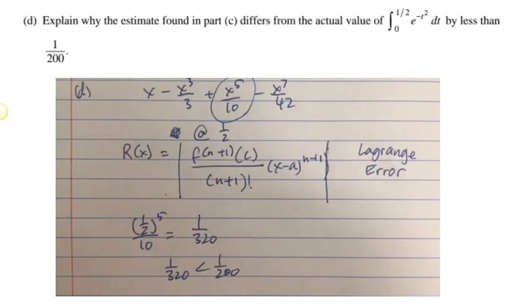Alright, part D asks us to explain why the estimate found in part C differs from the actual value of the integral from 0 to 1/2 of our function by less than 1 over 200. So, we know that in a Lagrange error, it is basically our next term. If you can see, the derivative is the next derivative, and all these n's you are adding 1. So instead of the two terms which we were given in the previous section, we are going to look at our third term, which is x to the fifth divided by 10.